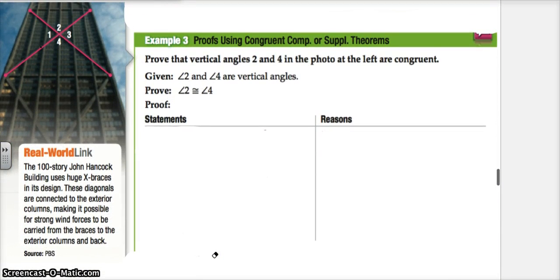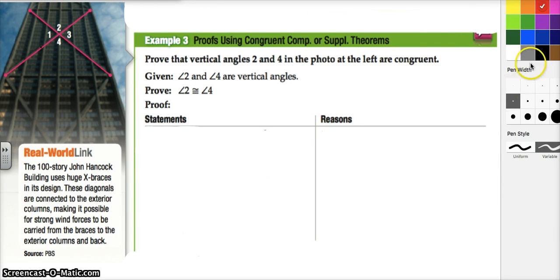Over here in example 3, our proof is going to use the idea of congruent complements or supplements, so we're using the theorems we just discussed. Here's what I'd like to do. Let's highlight the area that we're working in. We are told that we're going to prove that the vertical angles 2 and 4 in the photo at the left are congruent. So our goal, and I like to sometimes highlight what I'm looking for in red, is to prove that 2 and 4 are congruent.